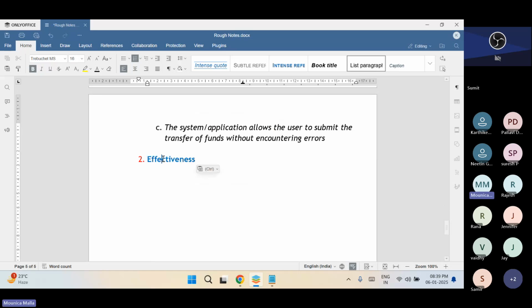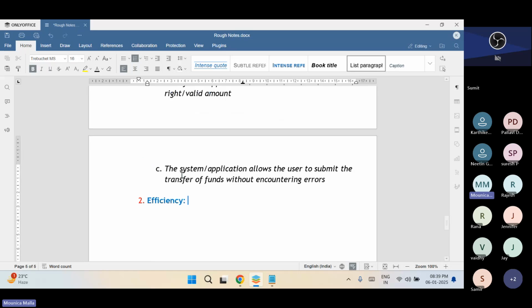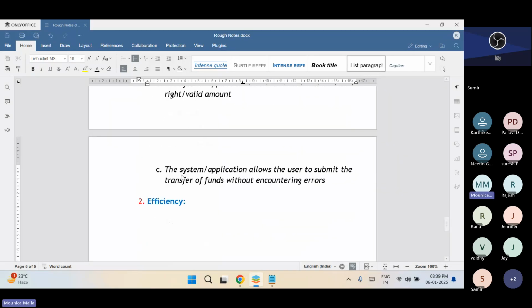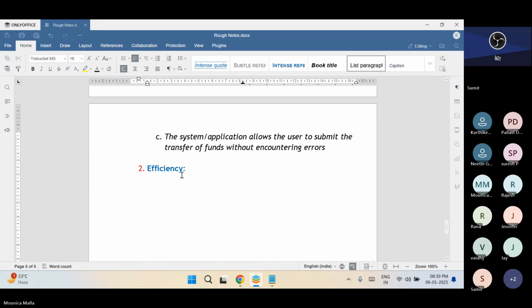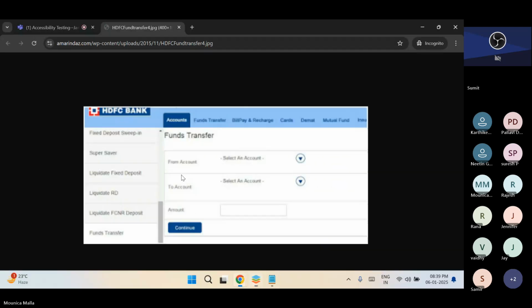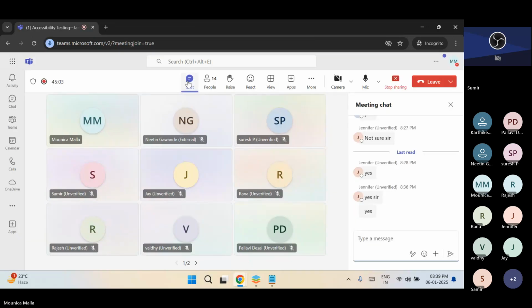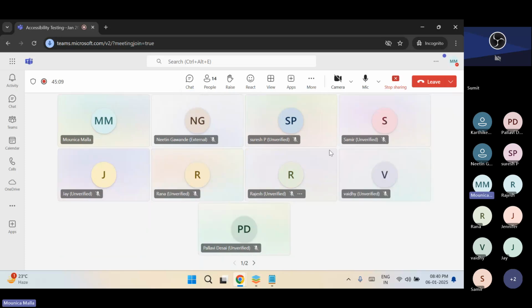Okay, the second point I would like to talk about is efficiency. Can anyone tell me what do you understand by efficiency? General English. Anyone can define what is efficiency?